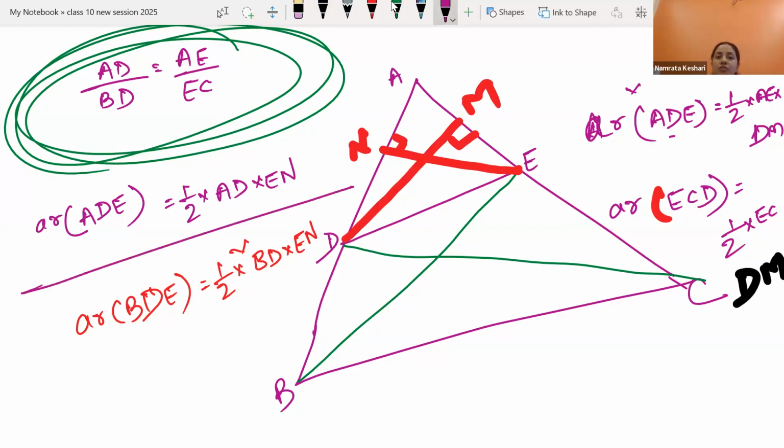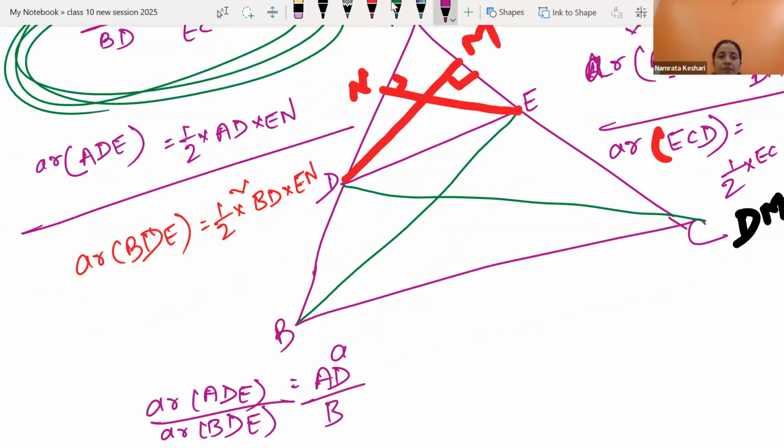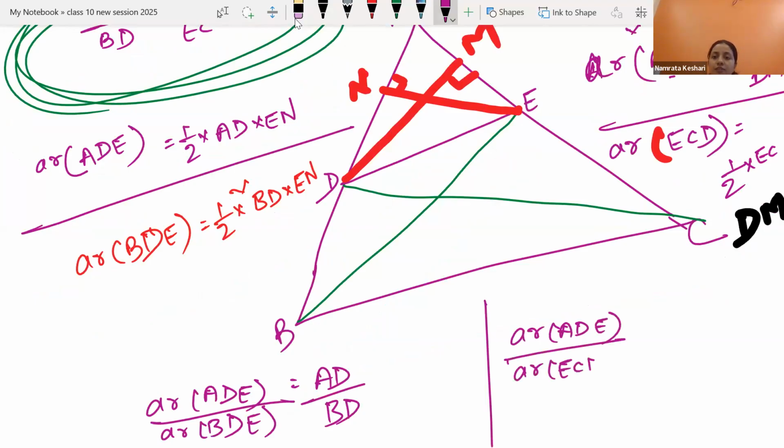Now we will divide equation 1 by 2, and equation 3 by 4. The moment you divide, you will end up getting area of ADE by area of BDE is equal to just AD by BD. And on that side, if you do the division, you will get area of ADE by area of ECD is equal to AE by EC.